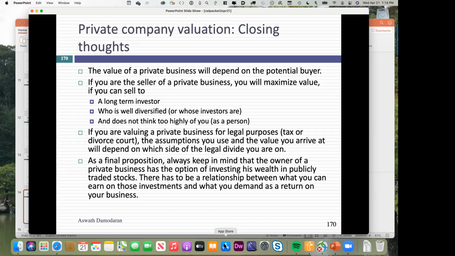As a final proposition, if you're the owner of a private company, remember you always have a choice. You might not like to use the choice. The choice is you can get rid of this position in the private company and hold publicly traded stocks. You might love running a private business, but your money has an alternative use. That's what your cost of equity is trying to capture: what that alternative use could deliver to you.